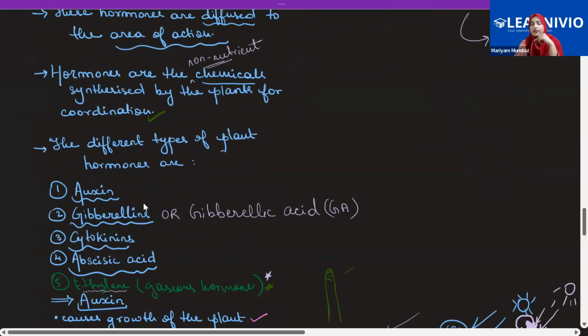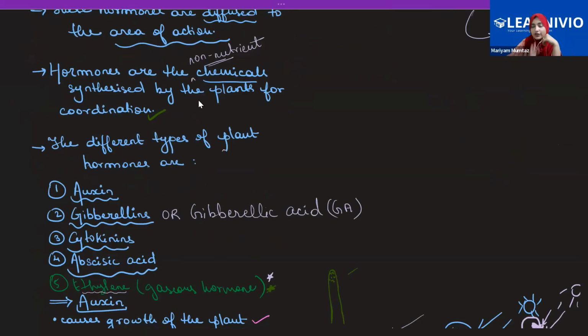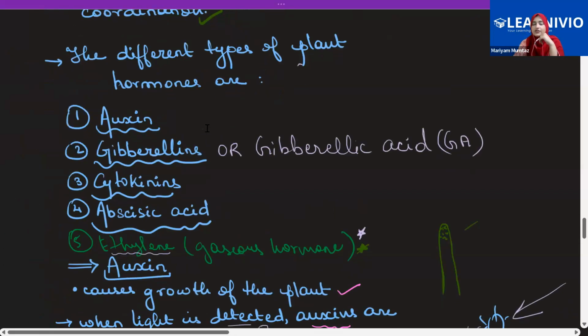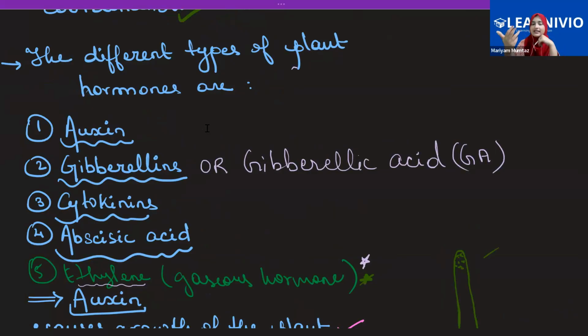Now, talking about the hormones, they are non-nutrient chemicals. Non-nutrient means not necessary for nutrition, doesn't give energy, but they are synthesized by the plants for the purpose of coordination. All that it does is the best thing, that is coordination. What are the names of the different plant hormones? So there is auxin, gibberellins, cytokinin, abscisic acid, and ethylene.